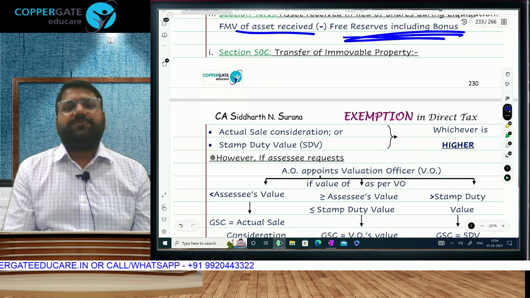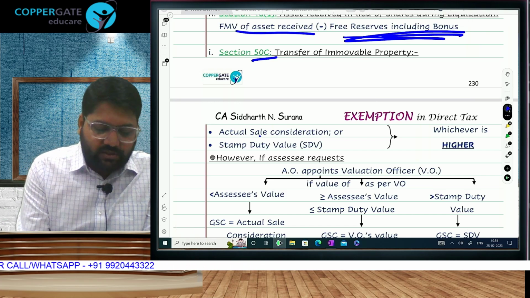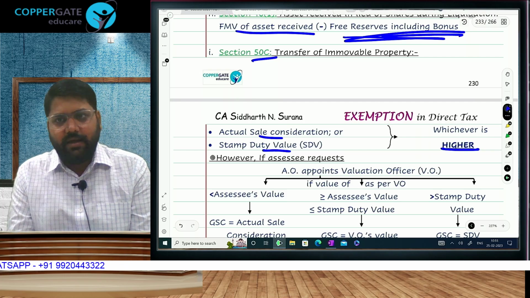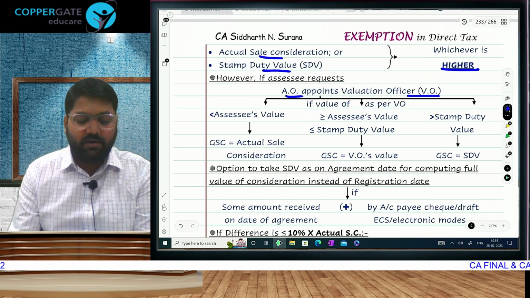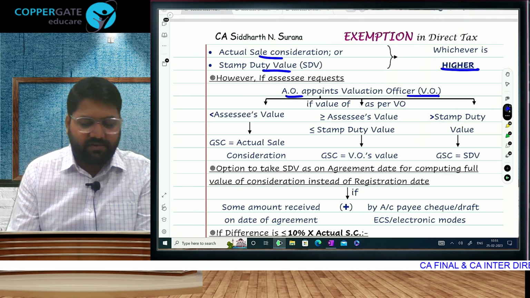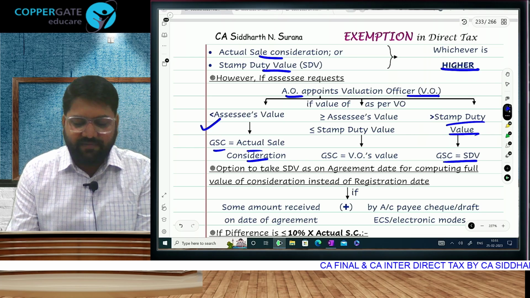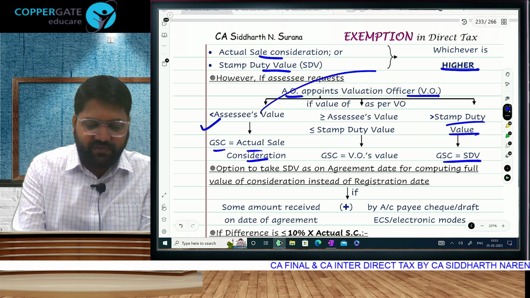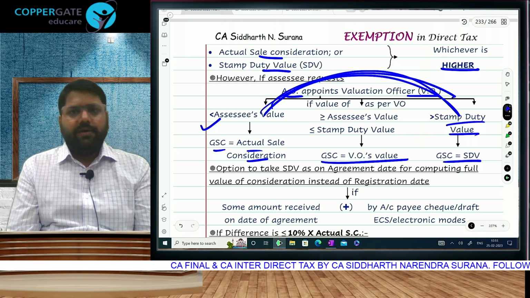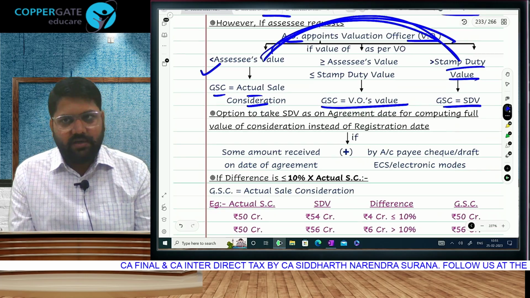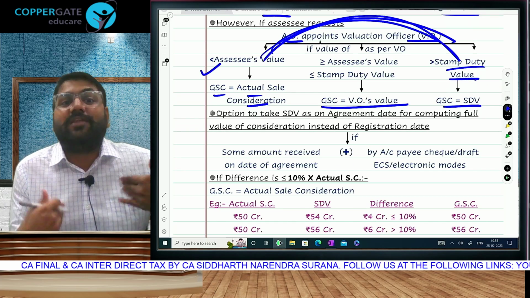Next, whenever you do transfer of immovable property, 50C, so here you can question transfer of immovable property. So actual sale consideration or stamp duty value, whichever is higher. But on the request of the assessee, the AO can appoint someone called a valuation officer, to find out something in between. If the valuation officer's value is less than assessee value, then actual consideration will be GSC. If more than stamp duty value, then stamp duty value only will be GSC, because the VO has to stay between the two values, and if the VO's value is between the two values, then VO's value will be taken as the gross sale consideration.